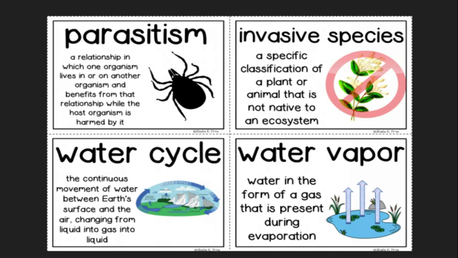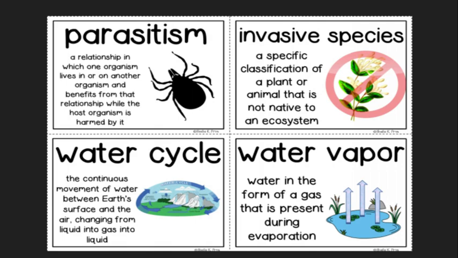So a tick is an example of one of those organisms that definitely is benefiting from a parasitism relationship with people or animals. So again, this is a relationship in which one organism lives in or on another organism and benefits from that relationship while the host organism is harmed by it. Like I said, if you have a tick, you can get disease from it. So parasitism is not exactly the best relationship for all organisms involved. All right, let's move on.